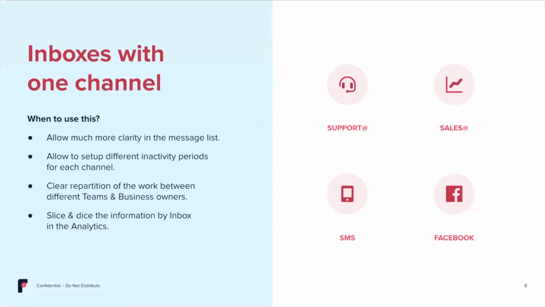So when we break this down, you might actually have a one-to-one relationship in some of this organization. So, inboxes with one channel. This is basically going to be an inbox that just has one of these email addresses, one of these social media sites, one of these phone numbers. You want to use this type of relationship when it's going to have much more clarity on that message list. Basically, you know exactly what is going to go inside of that inbox.